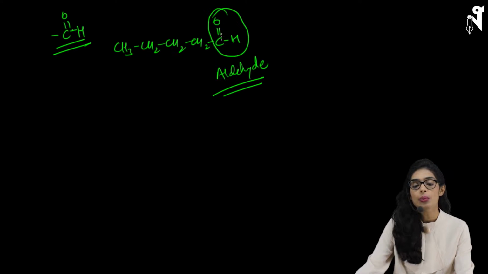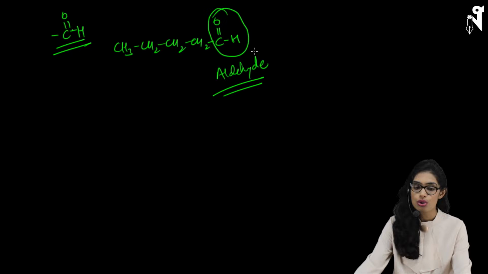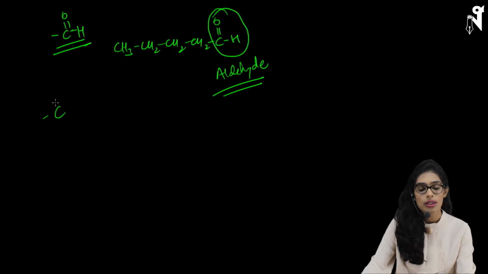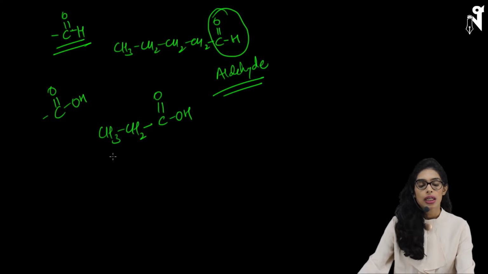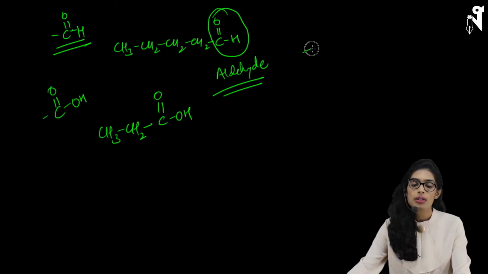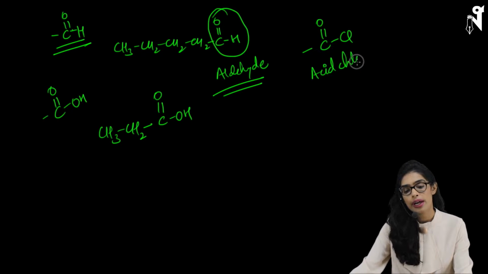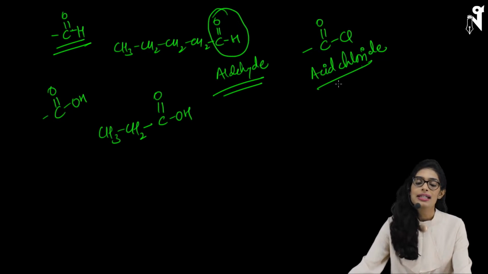The aldehyde group has a carbon with a double bonded oxygen and a hydrogen. Another group which we are going to talk about is the carboxylic acid group. This is the carboxylic acid group. Again, it will be attached to any kind of chain. Let's say my chain is a two-membered carbon chain, and then this is the functional group which is attached to it. The third compound which we are going to talk about is the acid halide or acid chloride group. What is the acid chloride group?